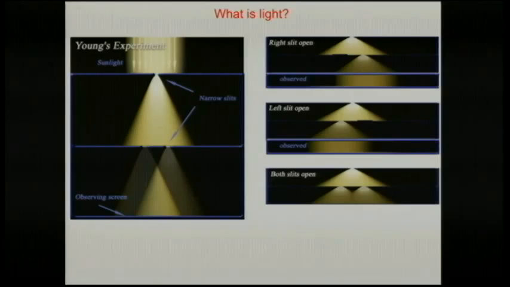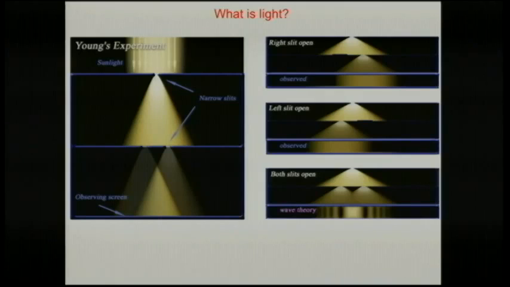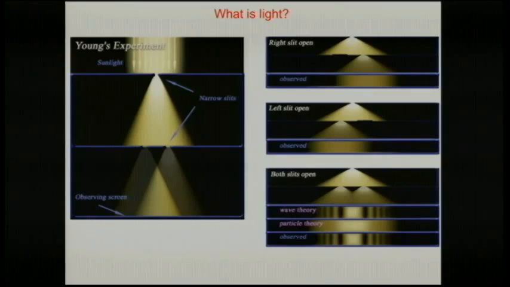So if light is wave-like, you expect it to exhibit interference. And if it's particle-like, particles don't interfere. That is, where one particle ends up and where another particle ends up are independent of one another. So if light is like a particle, you shouldn't expect to see interference. And in fact, what you do see, as Thomas Young observed, was interference. So light certainly does behave like a wave.